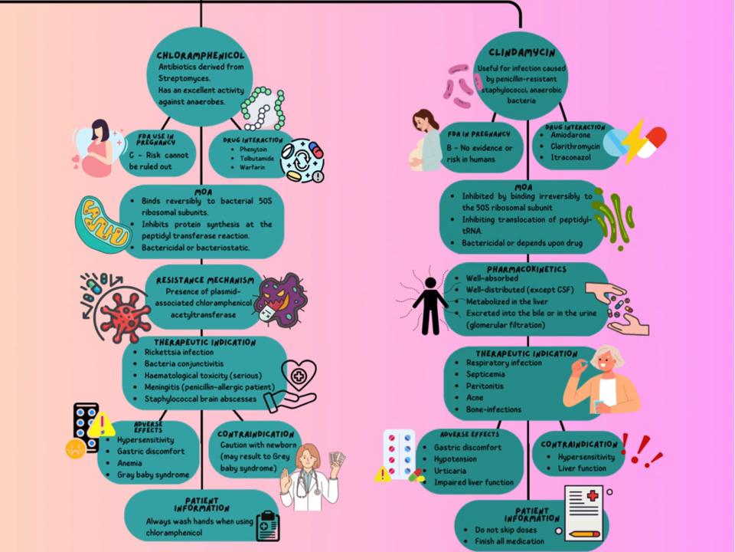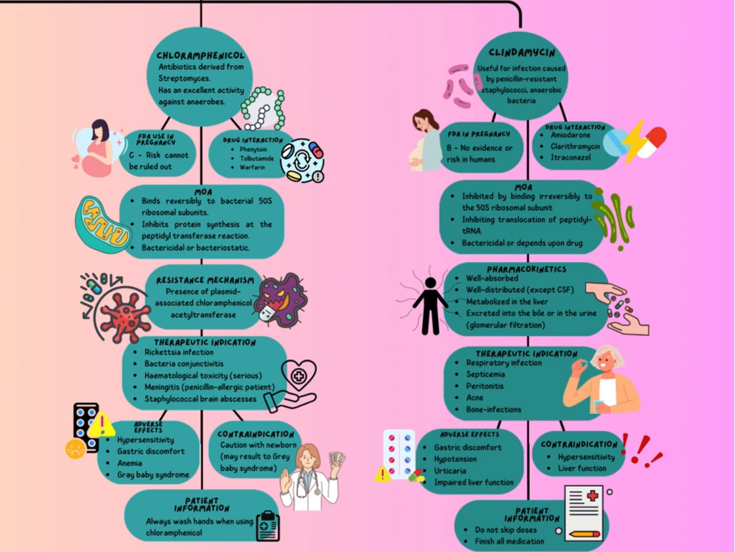Chloramphenicol is also best avoided concurrently with drugs such as phenytoin, tolbutamide and warfarin, as they increase the serum concentration. For the mechanism of action of chloramphenicol, it binds reversibly to the bacterial 50S ribosomal subunit and inhibits protein synthesis at the peptidyl transferase reaction. It can be bactericidal or bacteriostatic, depending on the organism's type, but it more commonly appears as bacteriostatic. The presence of plasmid-associated chloramphenicol acetyltransferase may cause a resistance mechanism to chloramphenicol.